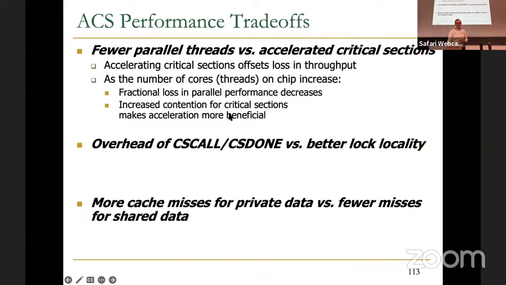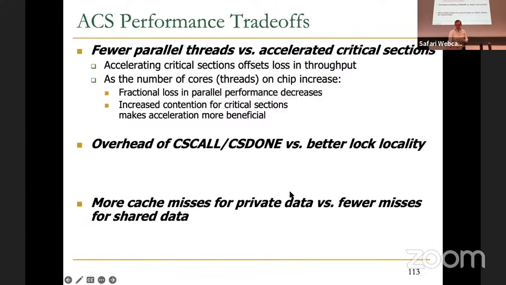So basically, increased contention for critical sections also happens as the number of cores increases. So this trade-off actually is good with technology scaling. It's better to dedicate a large core for critical sections, which can accelerate critical sections.